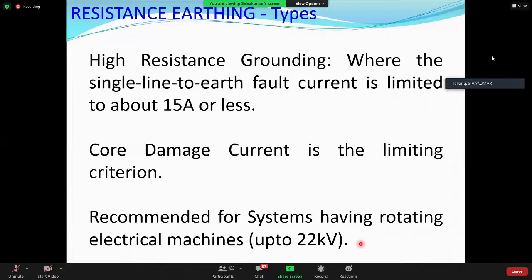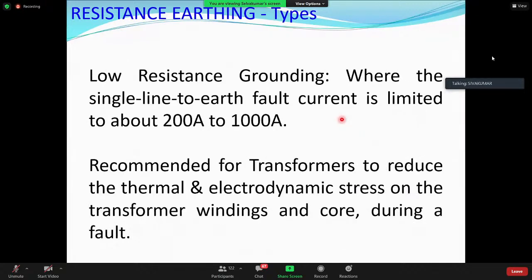Now, low resistance grounding. As the name suggests, you reduce the resistance and increase the current. Typical limiting values are 200 to 1000 ampere. Here, the advantage is, unlike solid grounding, the current is restricted to a manageable level. It is not in kilo ampere anymore, but you can still detect it. You can put a 200 ampere CT or a 1000 ampere CT, a current transformer, in the neutral to ground path. You can put a relay to detect, locate and isolate the fault.